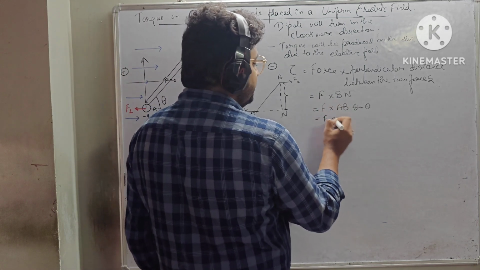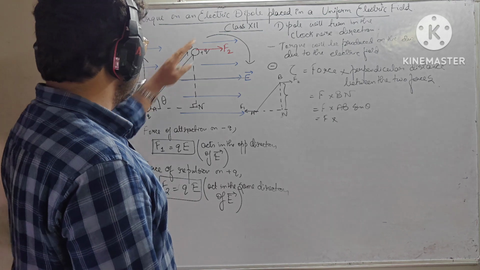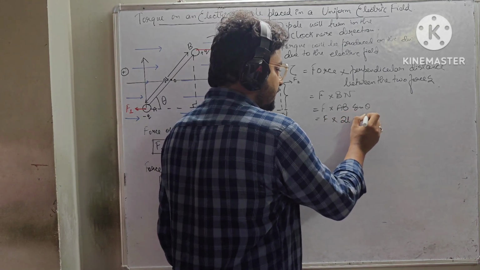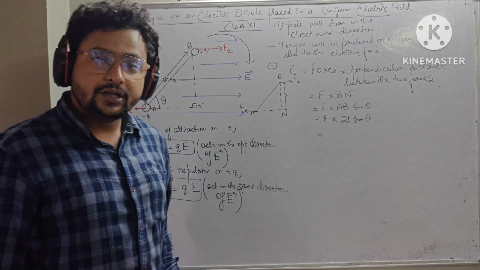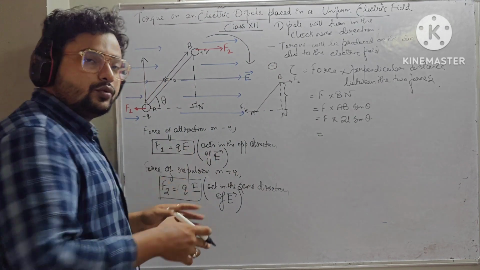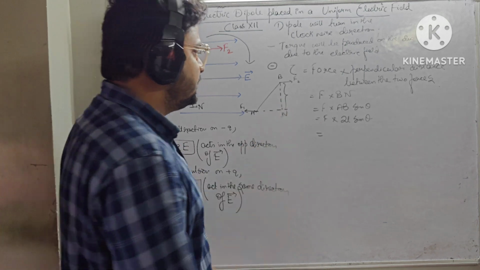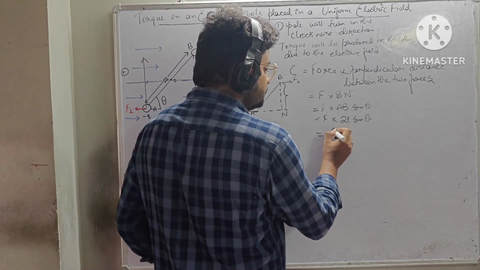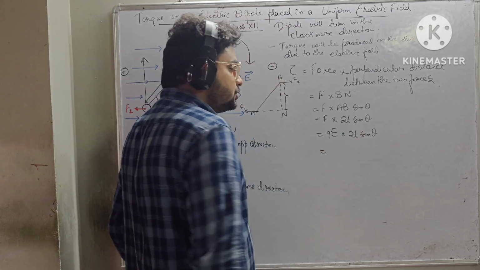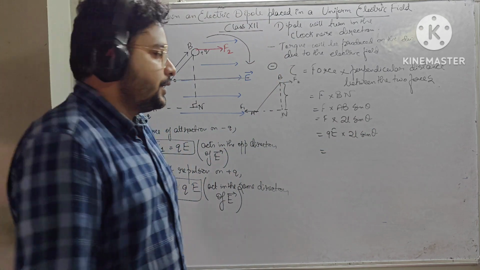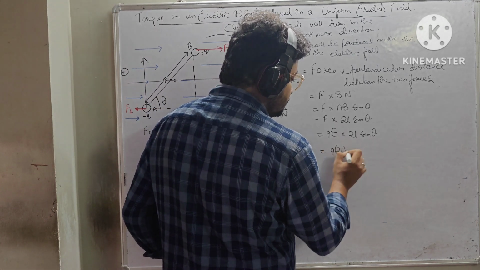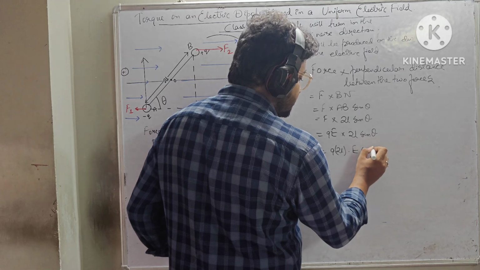Now, so F into AB. What is AB? The length of AB, you see, is 2L. So F into 2L into sin theta. Now we can put the value of F. F1 and F2 are both the same forces, so we can put any one. So QE into 2L sin theta. Now this we can write as Q into 2L into E sin theta.